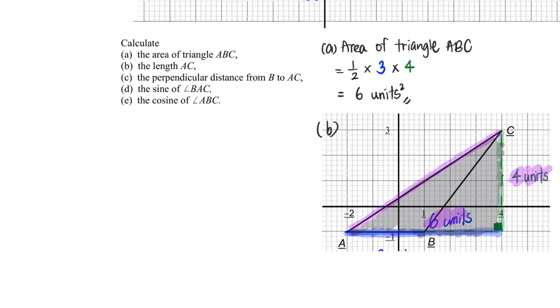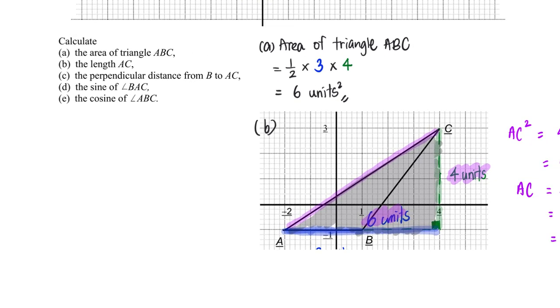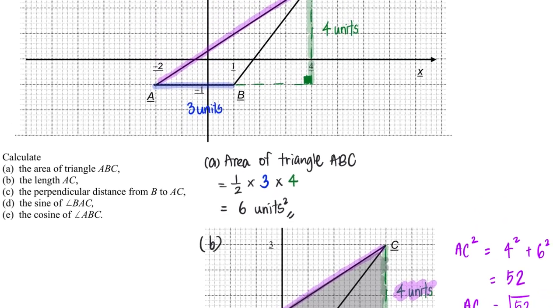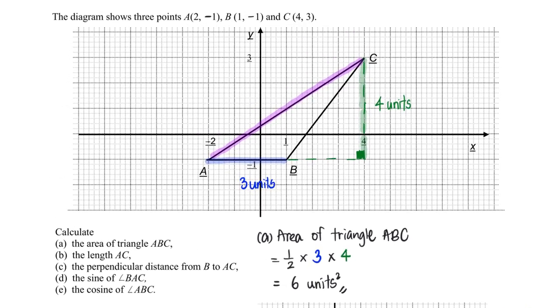Now, for part C, the perpendicular distance of B to AC. So for this, I'm going to go back to the question again. So what are they trying to find? They want us to find this particular distance here, from B to AC, at 90 degrees, which I'm going to draw as a red dotted line now. So this I'm going to name as X.